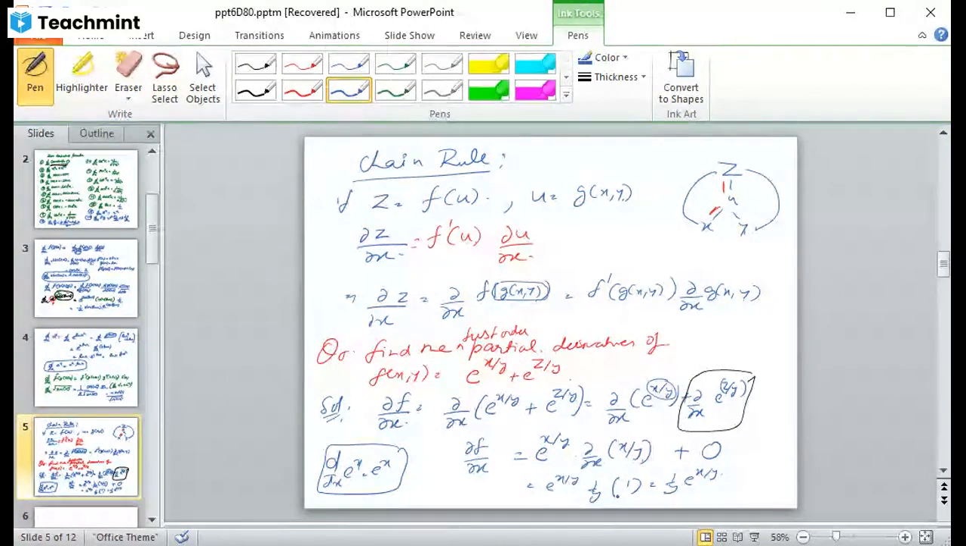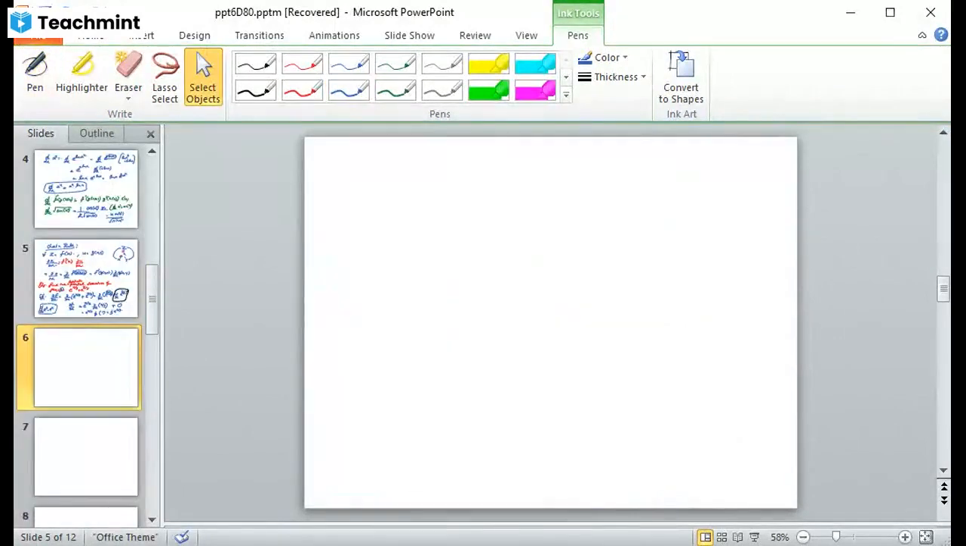So this is ∂f/∂x. Sorry, here your function depends upon x, y, z, three variables. Now suppose I want to find ∂f/∂y. This is ∂/∂y of e^(x/y) + e^(z/y). Now in this case, both functions depend upon y.